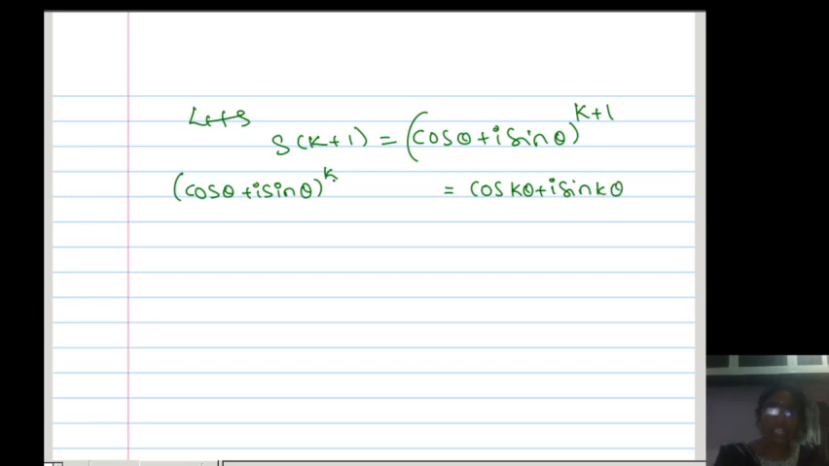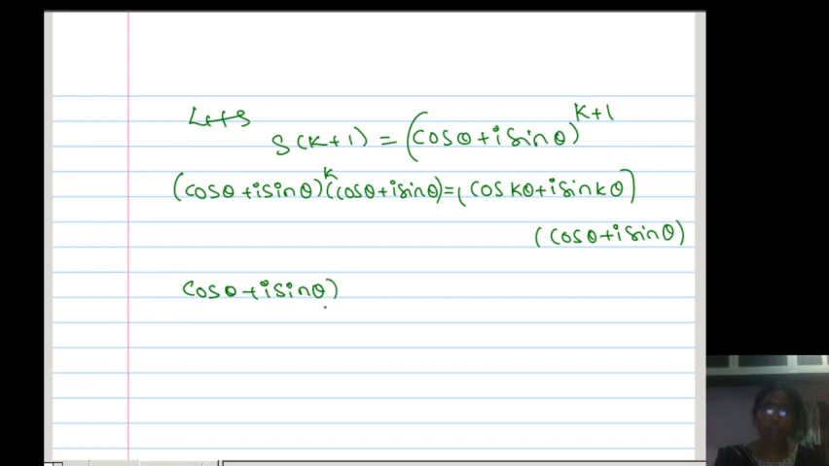Now I want to multiply on both sides by cos theta plus i sin theta. What I am doing here: the relation is true in the case of n equal to k, meaning (cos theta plus i sin theta) whole power k is equal to cos k theta plus i sin k theta. Now I multiply this equation on both sides, LHS and RHS, with cos theta plus i sin theta. In the LHS, the bases are the same, so adding the powers, you will get (cos theta plus i sin theta) whole power k plus 1.